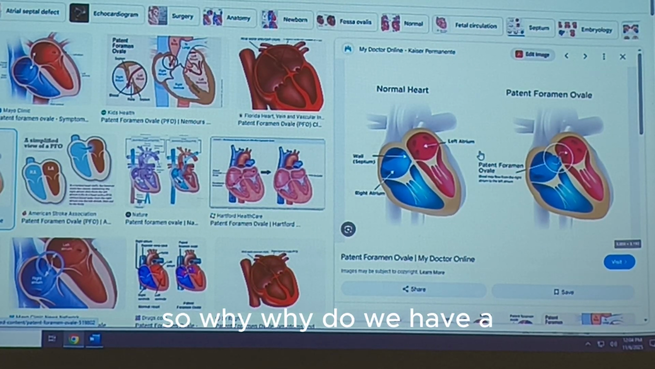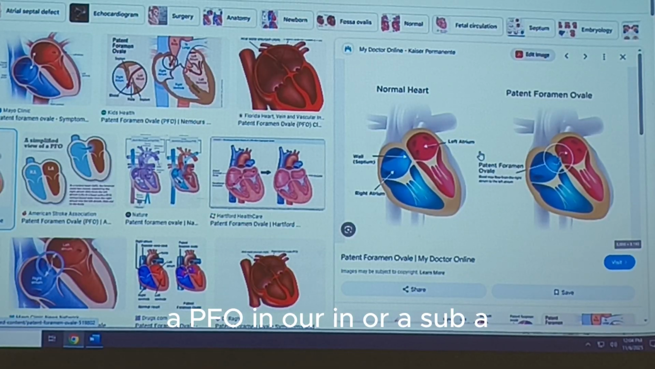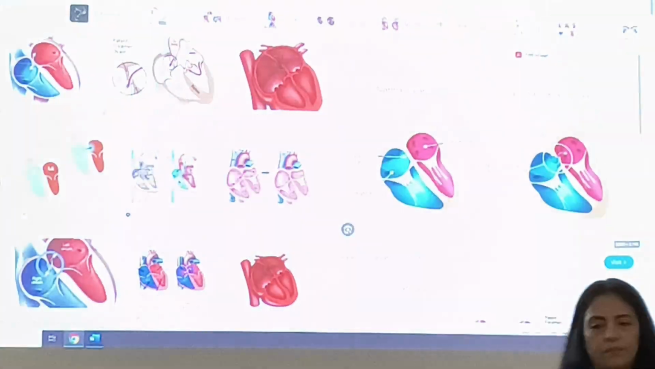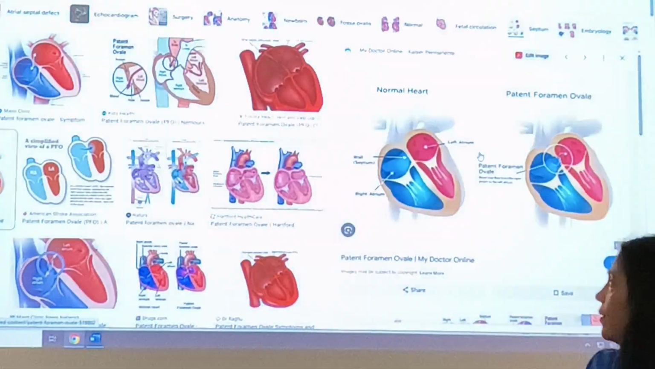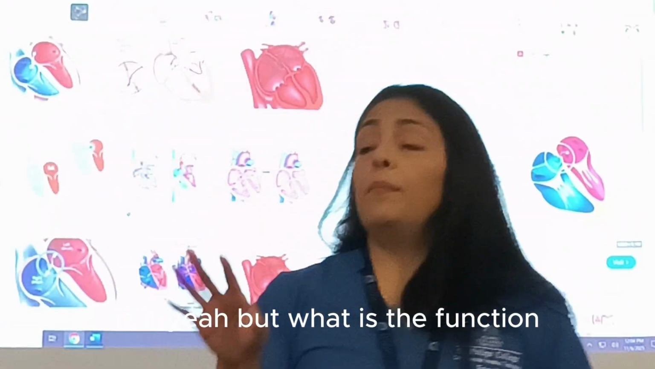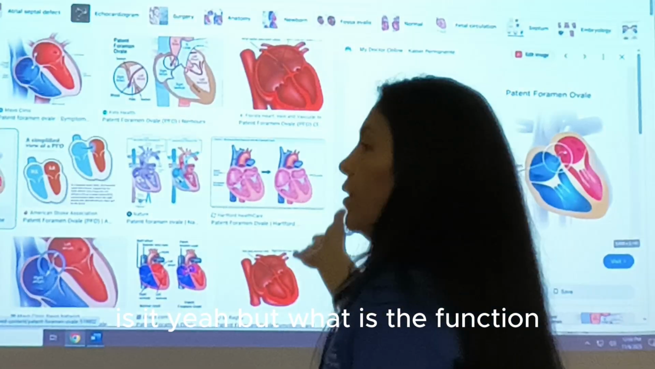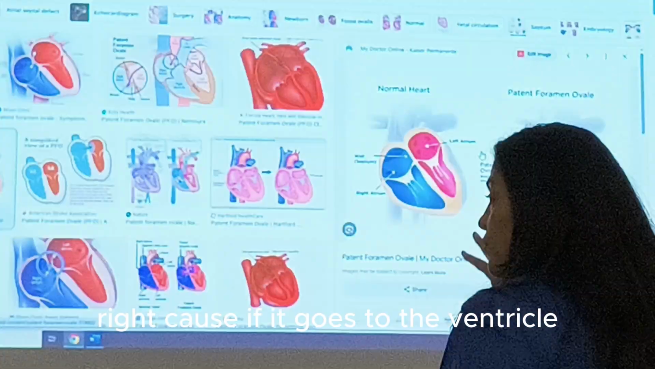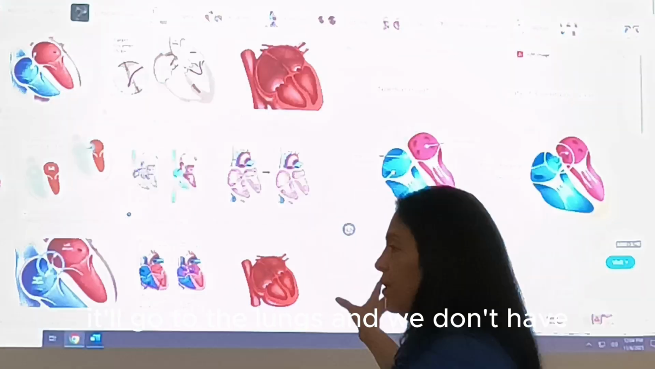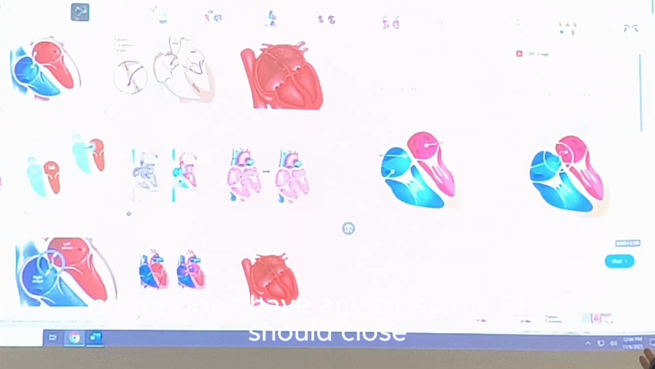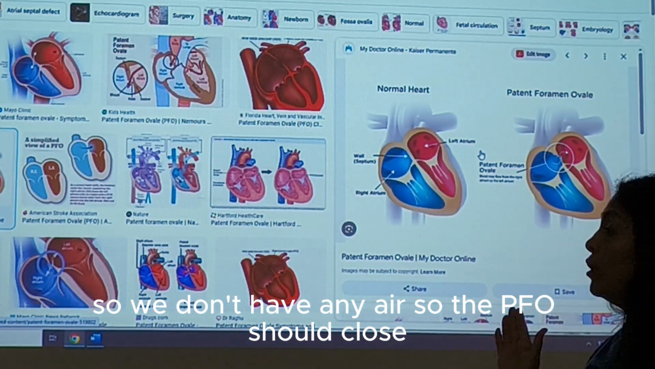So why do we have a PFO, or why is a PFO there? It closes after birth. But what is the function? It's a bypass so the blood doesn't go to the lung. Right? Because if it goes to the ventricle, it'll go to the lungs, and we're in a water solution, so we don't have any air. So the PFO should close.